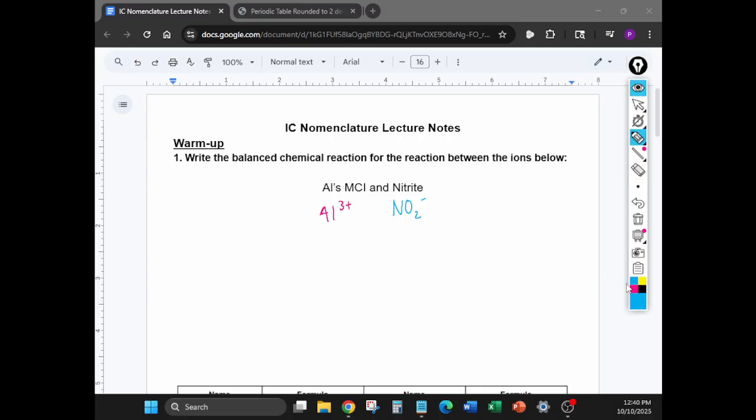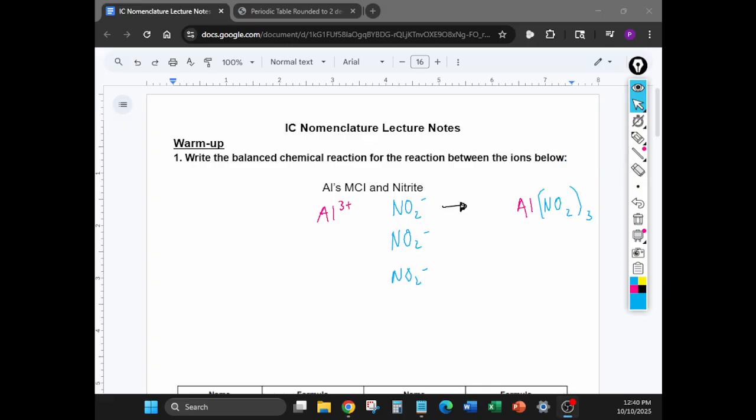Alright, so what we've got to do is balance out the positive and negative charges. Okay, +3 and -1, so we need 3 of these in order to balance out the aluminum. And so the compound that we make is going to be Al(NO2), but we put it in parentheses, so 3.